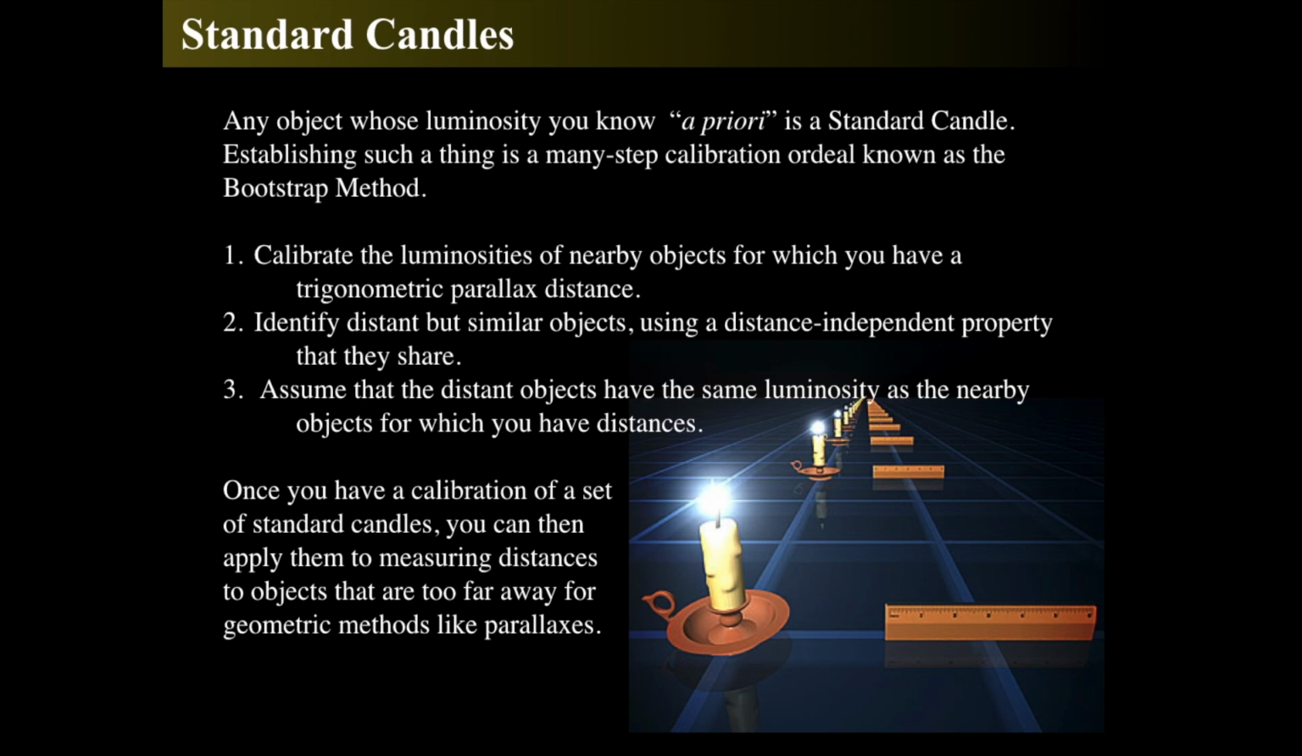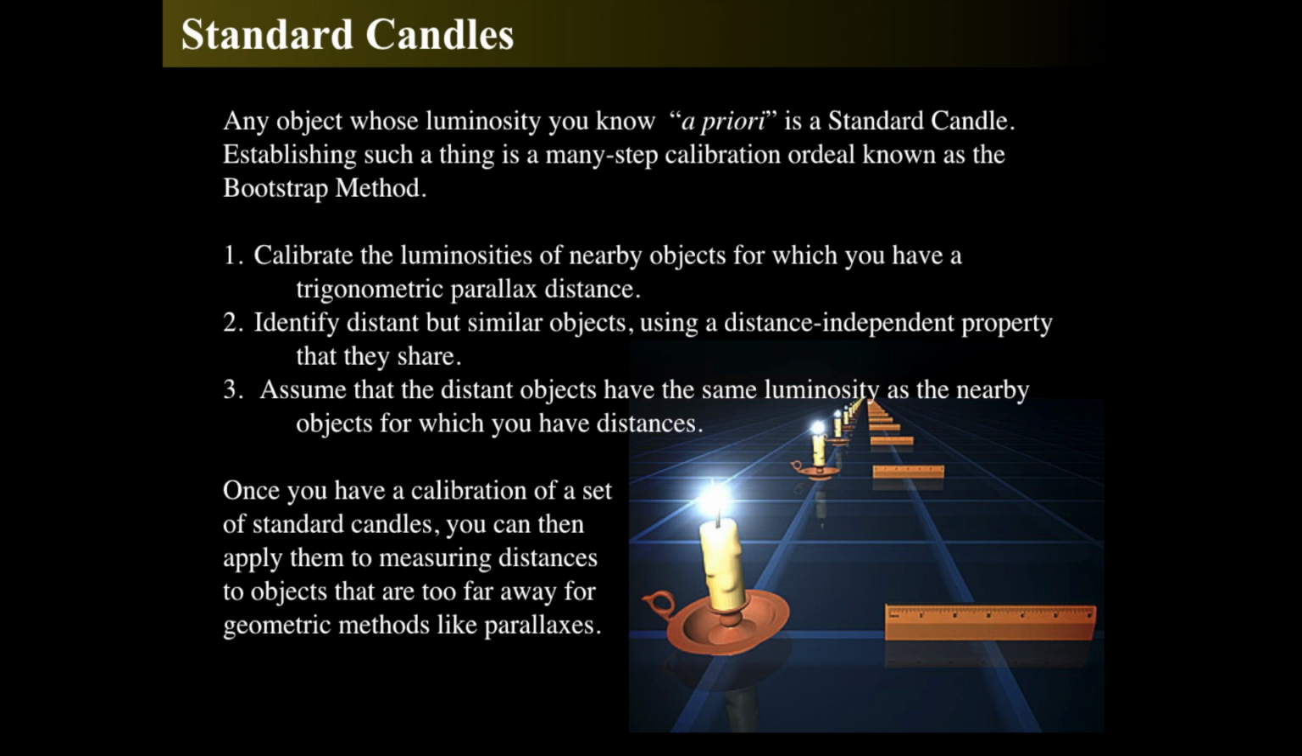And you can calibrate standard candles in many ways, but I just alluded to it before. Take the luminosities of nearby objects where you can get the parallax, and then you find similar objects using some sort of distance-independent property that they share. Maybe the spectrum, maybe some variability, maybe something, who knows? Maybe it's got a smiley face. And you assume that the distant objects have the same luminosity as the nearby objects for which you have these good distances.